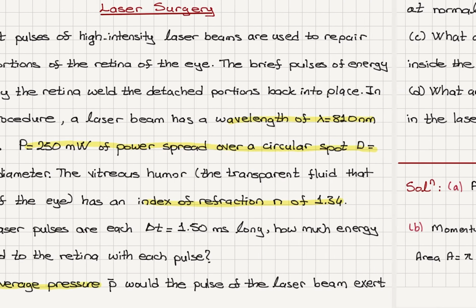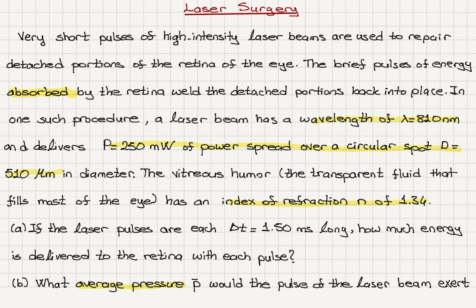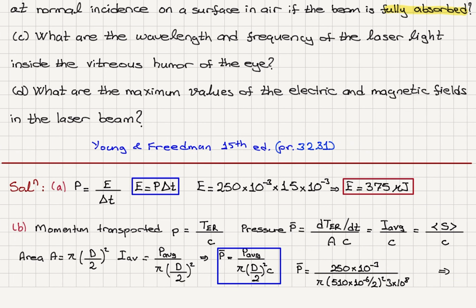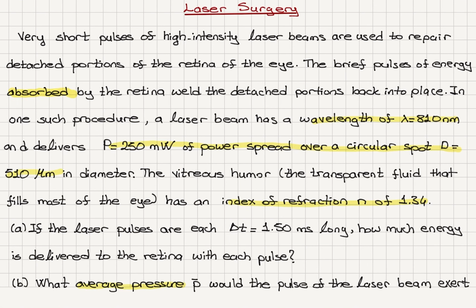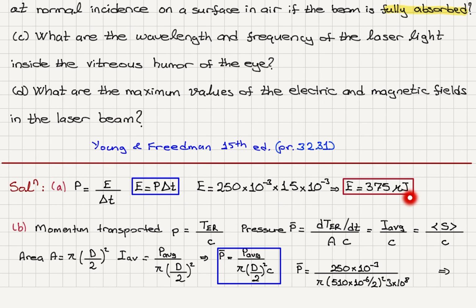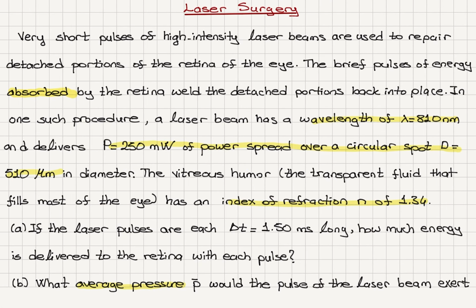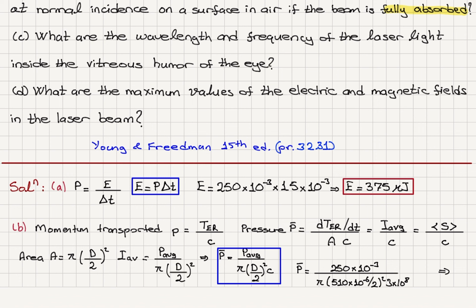So we're talking about pulses of light, laser beam, with wavelength 810 nanometers, delivering 250 milliwatts power spread over a circular spot 510 micrometers in diameter, and pulse length is 1.5 milliseconds. Multiplying the pulse length with the power, which is energy delivered per unit time, we obtain the energy delivered to the retina with each pulse, which is 375 microjoules. What is the pressure exerted by each laser pulse at normal incidence?